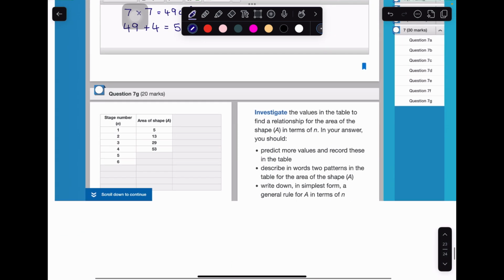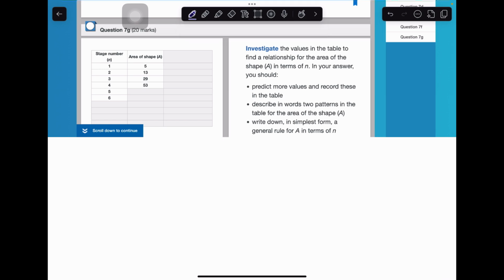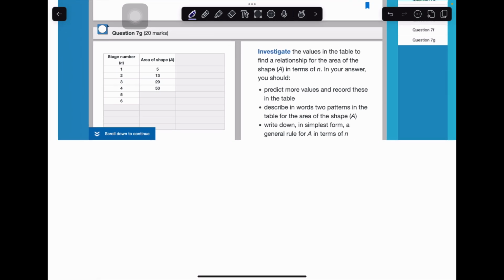Okay, so here we are on to our final question. 20 marks, this is the big one. So let's see what is happening. So area of the shape, we've got plus 8, plus 13. Then we are adding 24. Oops, hold on, let me go back. That's not quite right, is it? Plus 8, plus 16, sorry. And then we have plus 24.